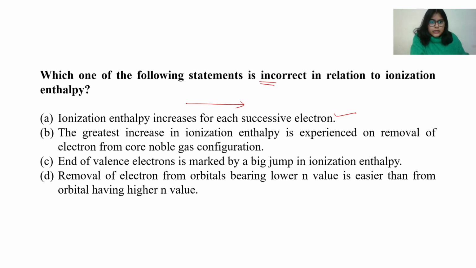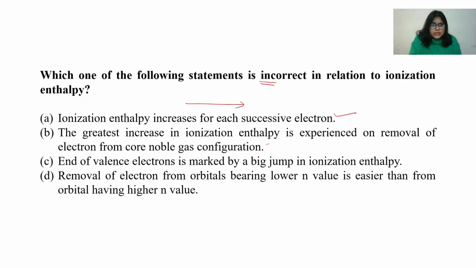Next, the greatest increase in ionization enthalpy is experienced on removal of electron from core noble gas configuration. That's true, because it's a complete configuration, already a stable configuration, and then you remove an electron. The nucleus will hold on to the electron even more strongly, and therefore it will be the greatest. So that is also a correct statement.